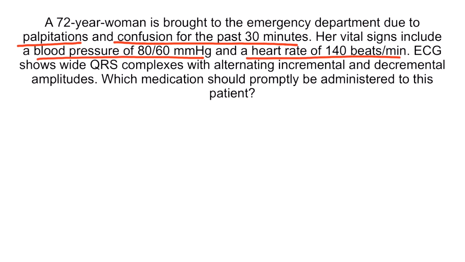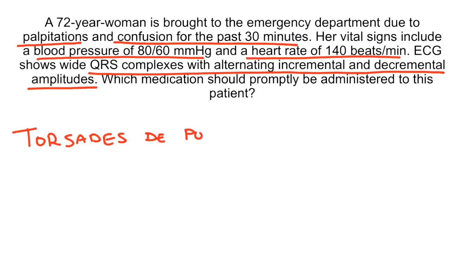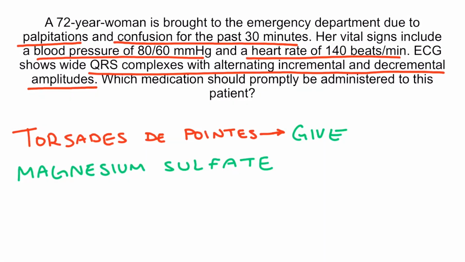ECG shows wide QRS complexes with alternating incremental and decremental amplitudes. This is a classic description of Torsades de pointes, a subtype of polymorphic ventricular tachycardia. The medication that should be promptly administered to the patient with Torsades de pointes is magnesium sulfate. Magnesium sulfate can terminate this arrhythmia.